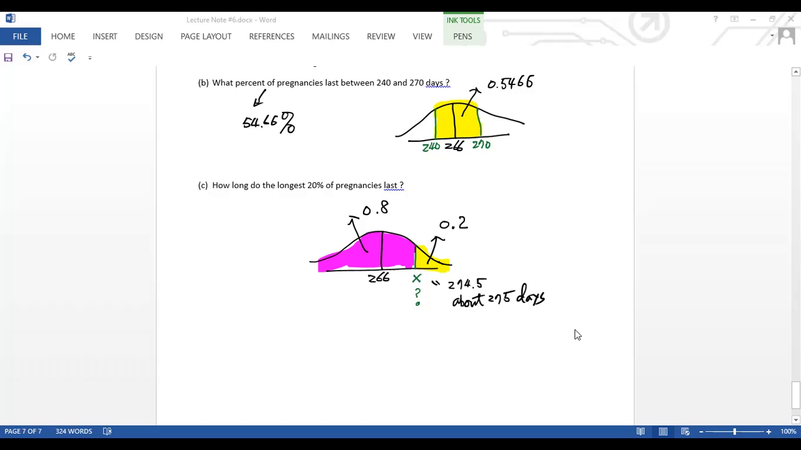In the next lecture, we're going to talk about how to test hypotheses about averages, about the means.